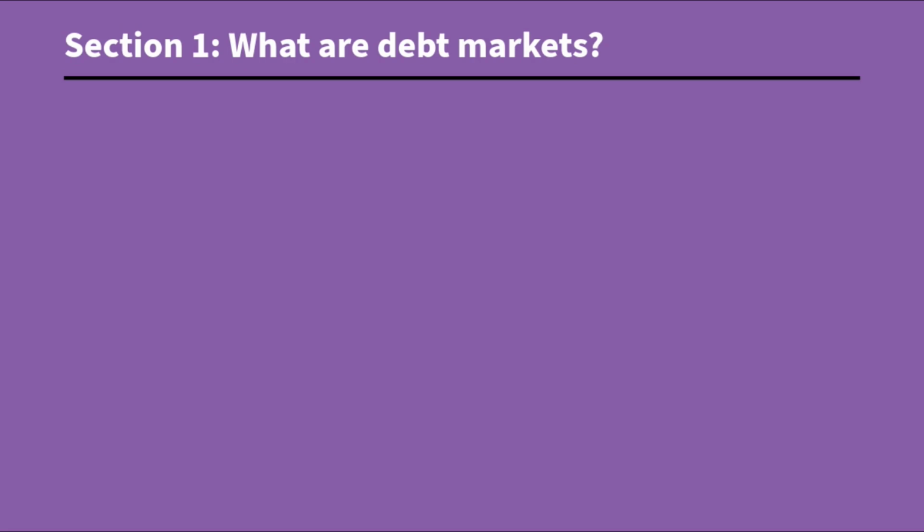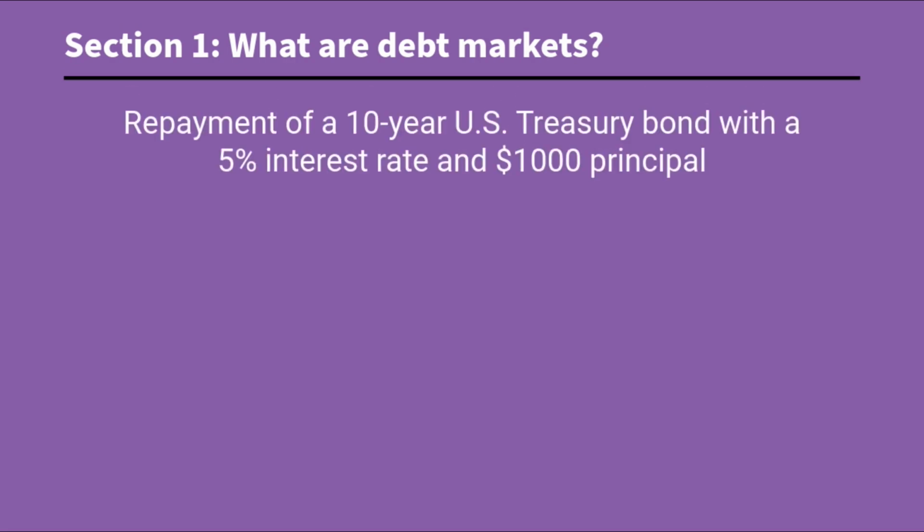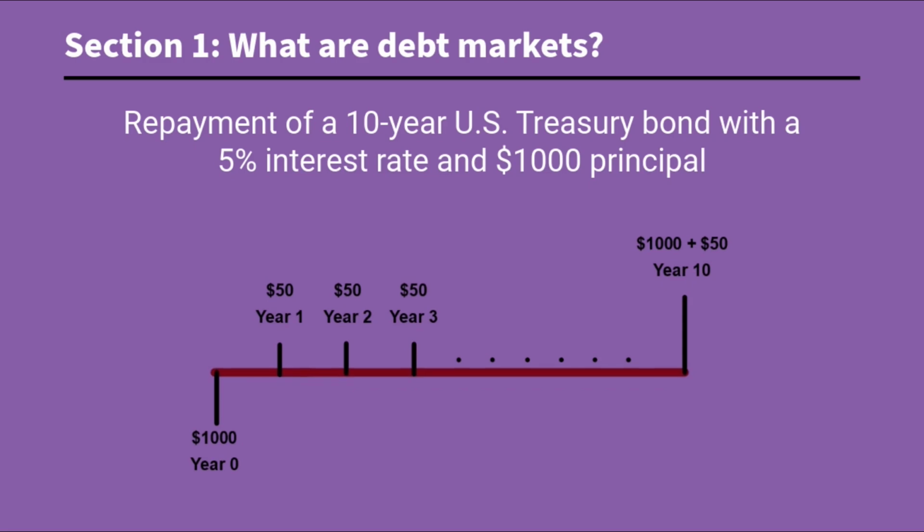Let's look at an example. If you buy a 10-year U.S. Treasury bond with a 5% interest rate, the government will pay you interest equal to $50 every year for 10 years. Also, at the end of the period, you get your $1,000 back.